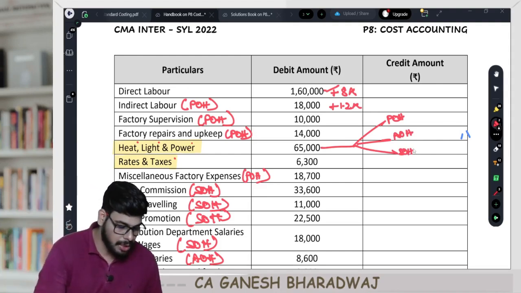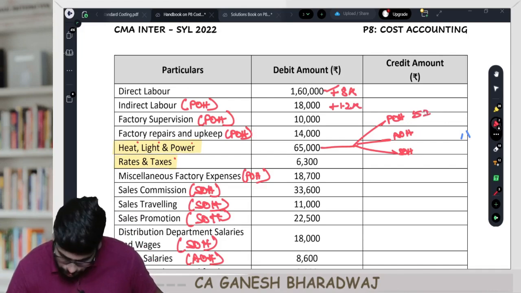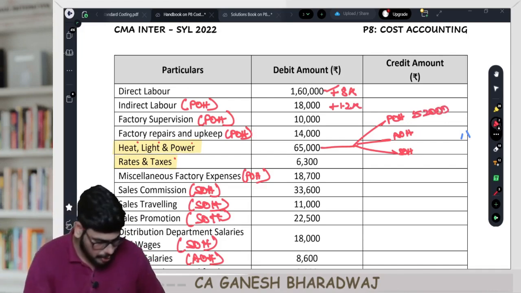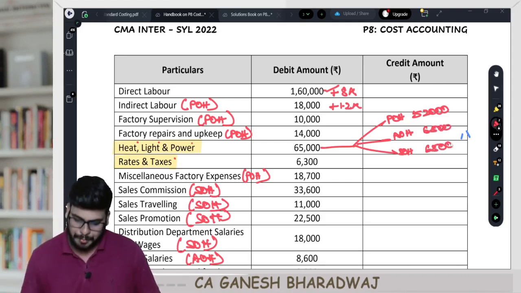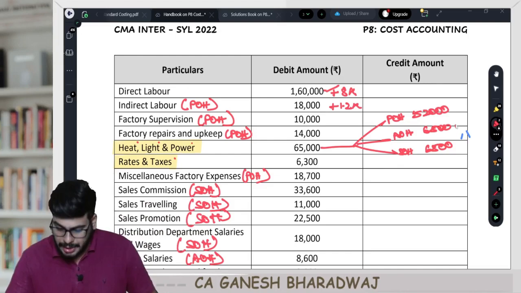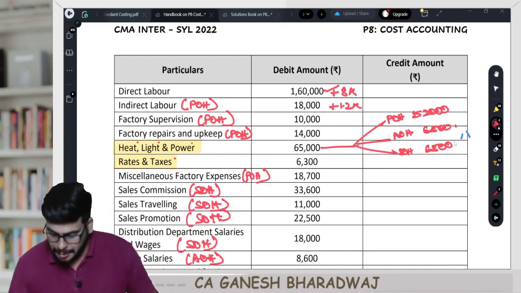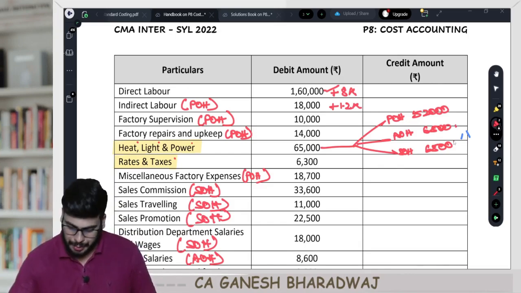In what ratio? 8:1:1. So what we will do, 65,000 divided by 10 into 8 is equal to how much? So it's going to be 52,000 rupees, right? 1 by 10, how much is this? 6,500. And here 1 by 10, 6,500. So basically this 65,000 rupees, out of this 52,000 will be treated as production overheads, 6,500 is treated as administration overheads, and 6,500 will be treated as your selling overheads. Clear with this, guys, right?